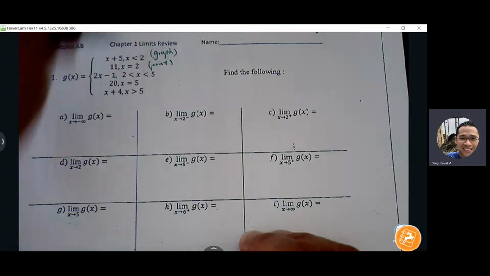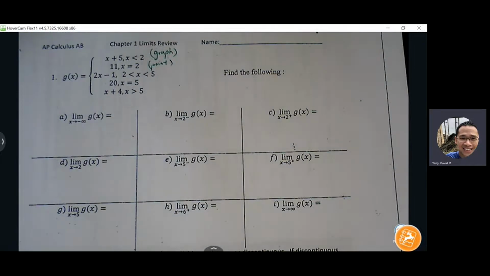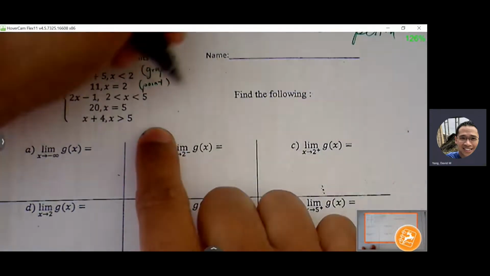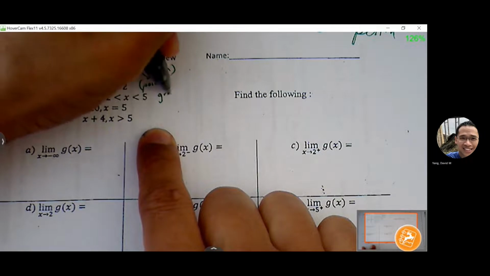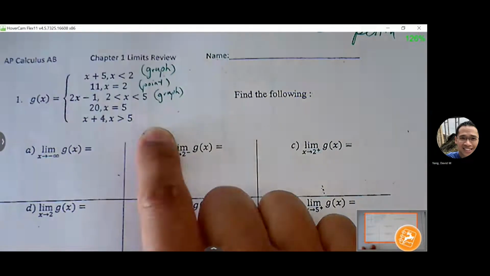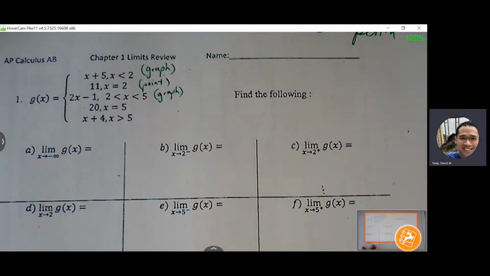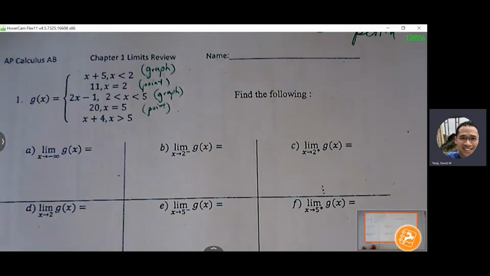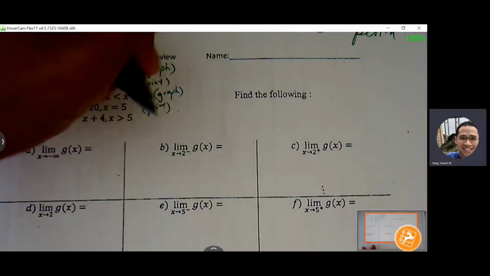I'll talk about the distinction of this in a second, but we're going through the list here. 2x minus 1, this is a what? Definitely a graph. It's just a segment between 2 and 5. Okay, how about 20, where x equals 5? The point. And then x plus 4, where x is greater than 5. That's a graph.